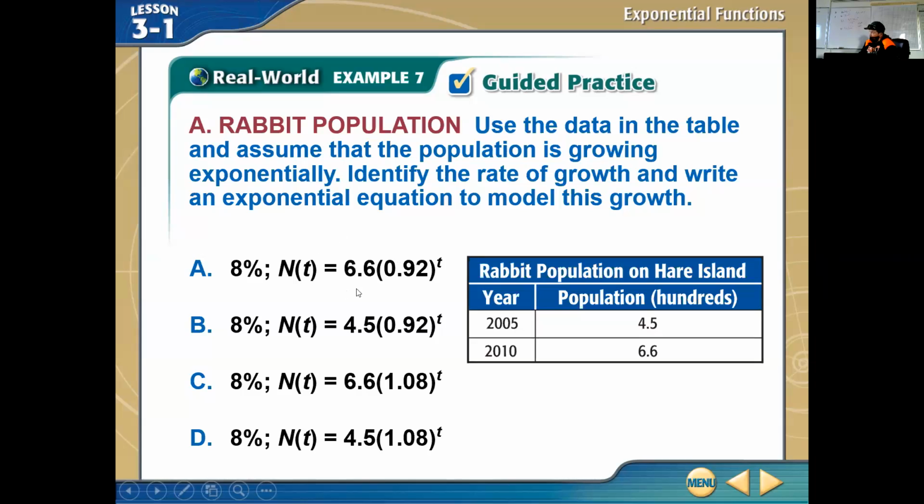So you can eliminate certain answers, like they all have 8% as the growth rate. But you can see this 0.92, that's exponential decay. If you think about it logically, if you take a decimal and multiply it by itself, it just gets smaller and smaller and smaller. So that's what turns it into exponential decay.